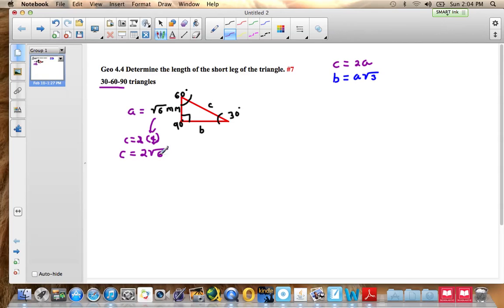So when I look at this, I see that 6 can't be broken down anymore, I have 2 times 3, right? So you can't take the square root of 6 and get an even number. So that's pretty much it for C. So then I know that C is going to be equal to 2 square root of 6 millimeters, because that's the unit that we're using. Okay? So that's all there is to solving for C on that problem.